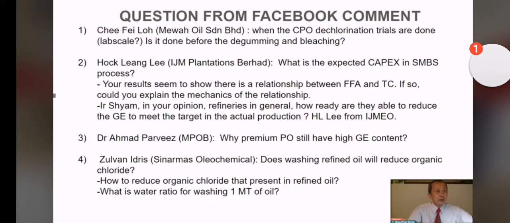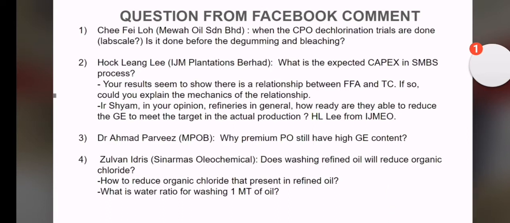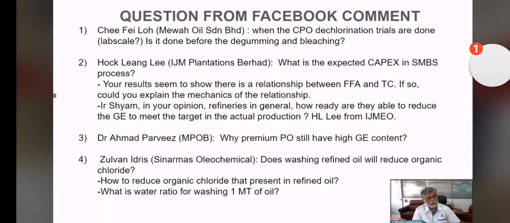The first question is from Meva Oil: when CPO dechlorination trials are done at lab scale, is it done before degumming and bleaching? I think some of this may already have been answered. Over to you, Engineer Sham, very quickly. We have done a mixture of both. Of course, bleaching comes after, but we have done washing both before and after degumming. Sometimes we also did mildly acidified washing to see whether it will help in the degumming as well. But in most cases, bleaching came after.